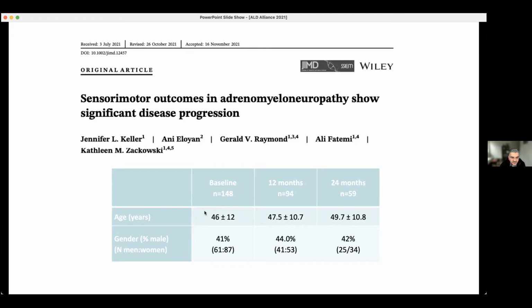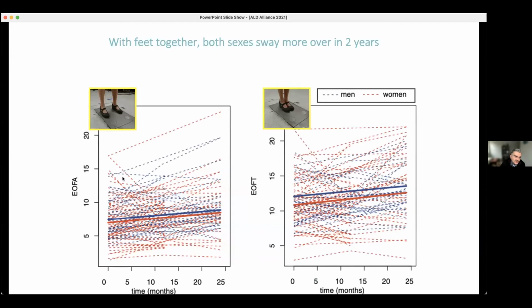So these are the age groups. We had a pretty good number of individuals at baseline. Unfortunately, a lot of them dropped out over the 24 months period, but we still had a good number of men and women after 24 months that we could assess. And so when you look at these individuals, you see here with the eyes open, feet apart, and eyes open, feet together, with both of these, the men are blue, the women are red, as opposed to the walking speed where only the men got worse. Both men and women are actually getting worse to the same extent over time.